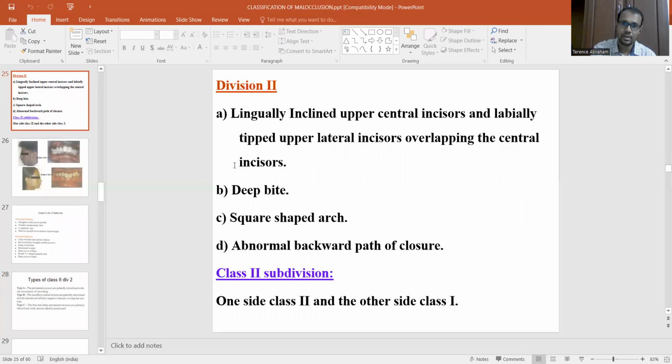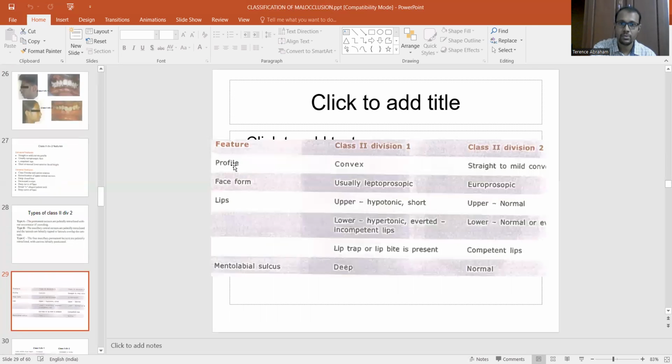So coming to the class 2 subdivision. Class 2 subdivision means if there is class 2 molar relation on one side and class 1 molar relation on the other side, that malocclusion is known as class 2 subdivision malocclusion.